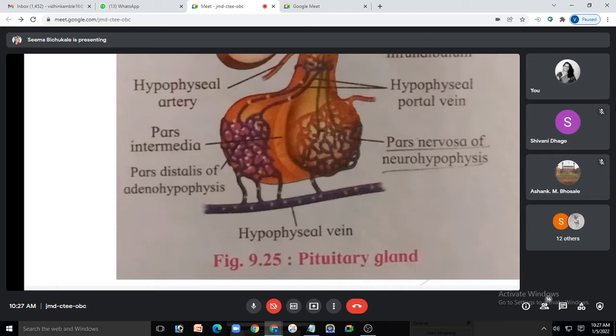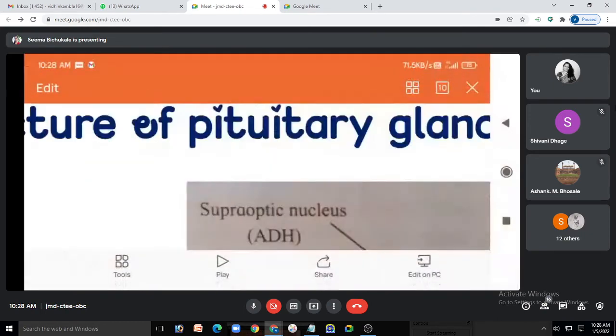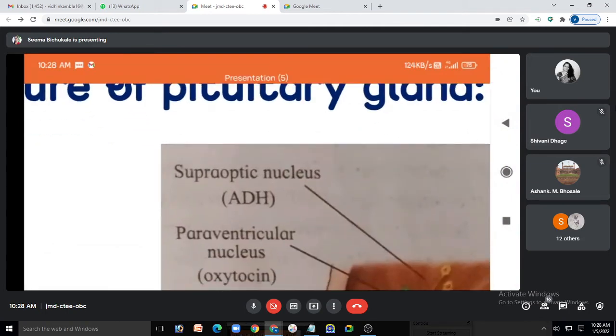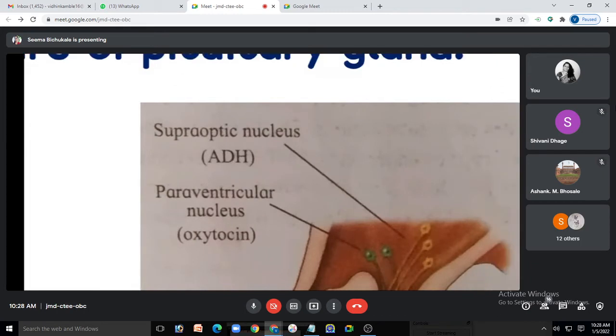On the other hand, the posterior lobe, that is neurohypophysis, is made up of mostly nerve fibers and neuroglial cells. It is also called pituicytes. Here are the two nuclei, supraoptic nucleus and paraventricular nucleus. These are the hypothalamic neurons, which release ADH and oxytocin. Here is the structure of the pituitary gland.